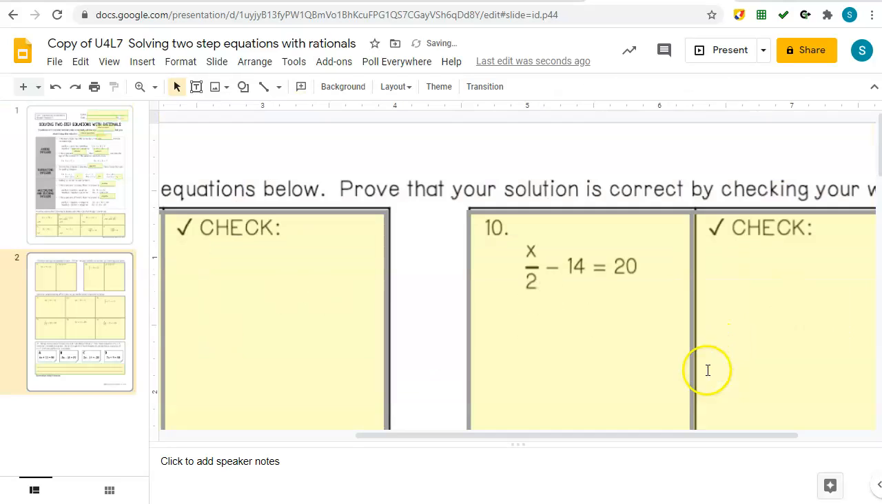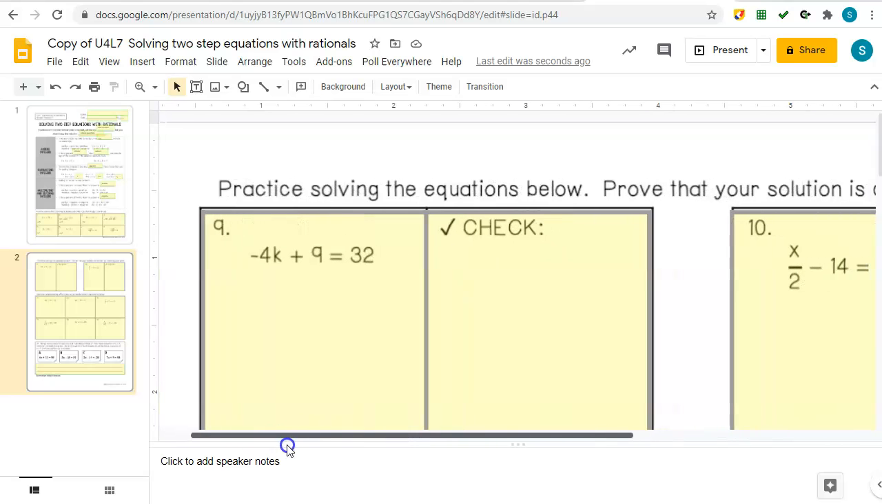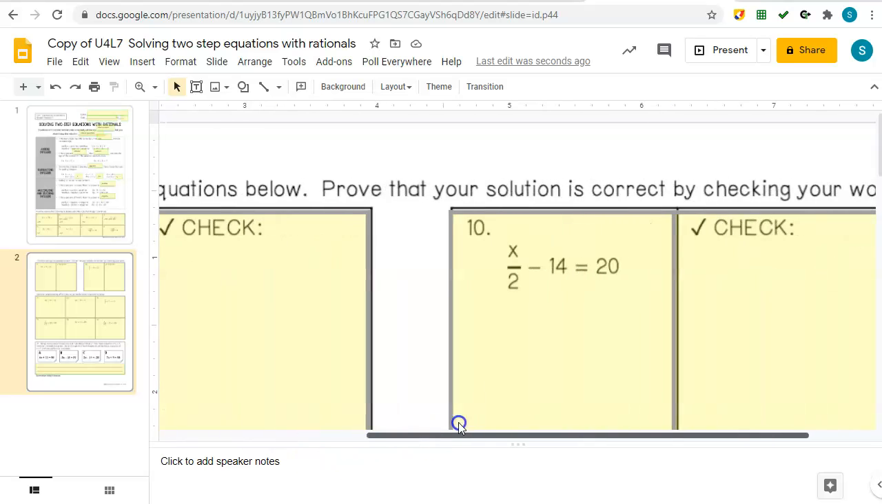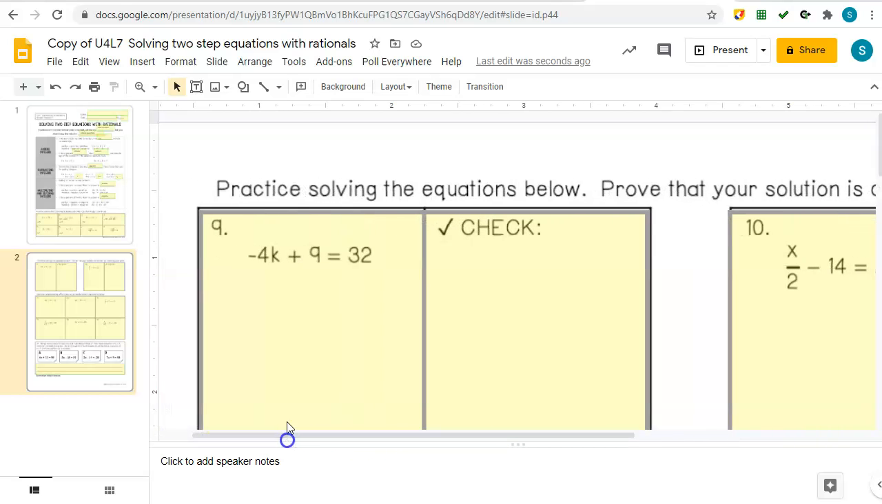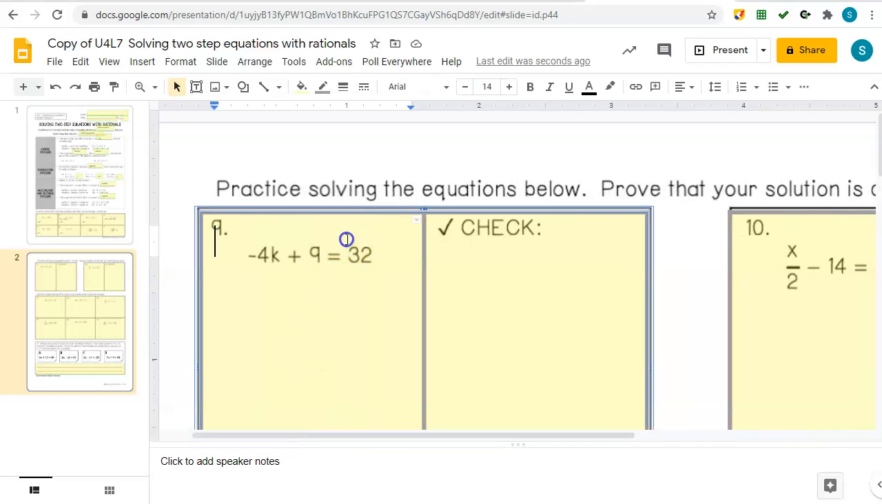Alright? So, now let's go ahead and do the same thing with equations. We're going to try to figure out how to solve these two-step equations. And then we're going to go ahead and do the exact same thing that we've been doing before. So, look at this. We want to get the k by itself.